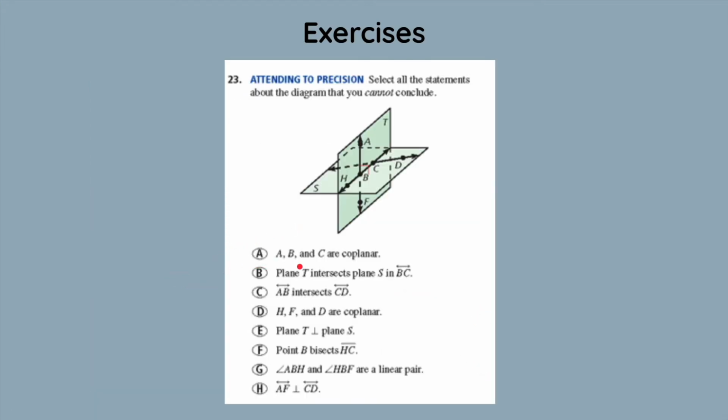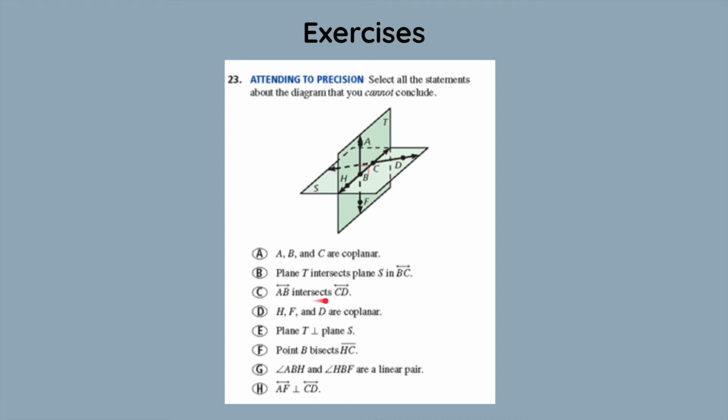So first, A, B, and C are coplanar. Let's look at the diagram. A, B, and C. And yes, we can deduce this because they are all on plane T. Next, plane T intersects plane S in line BC. So this is line BC and plane T intersects at this line. And yes, we can deduce that because we know that the intersection of 2 planes is always a line, and that's exactly what line BC is. It's the intersection of these two planes. So we know that this is where plane T intersects plane S.